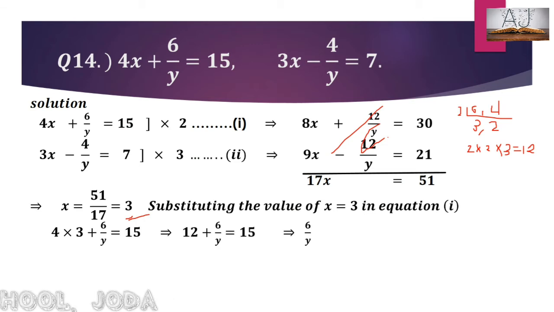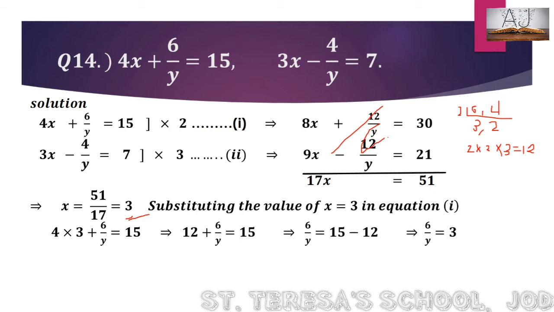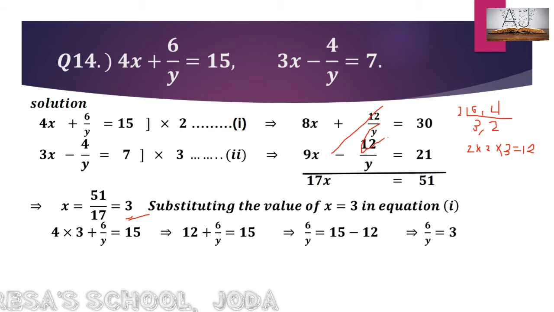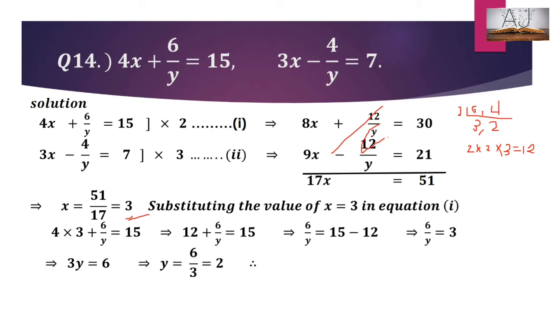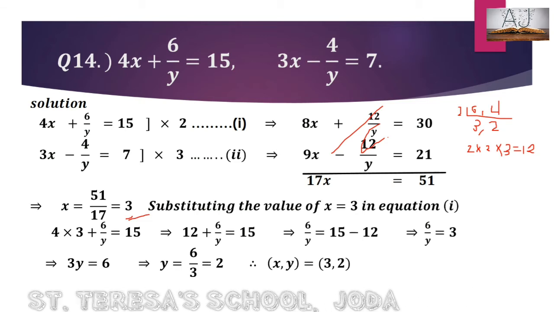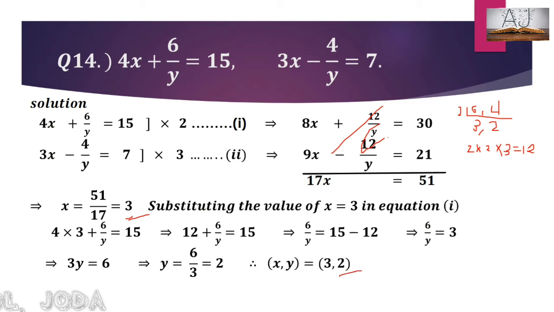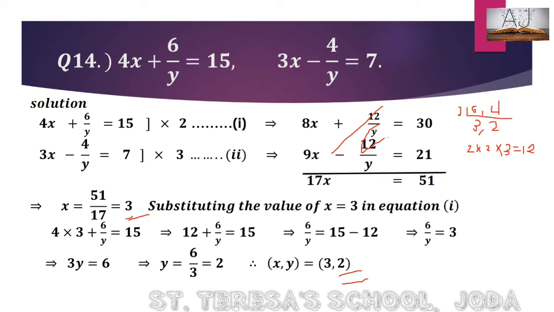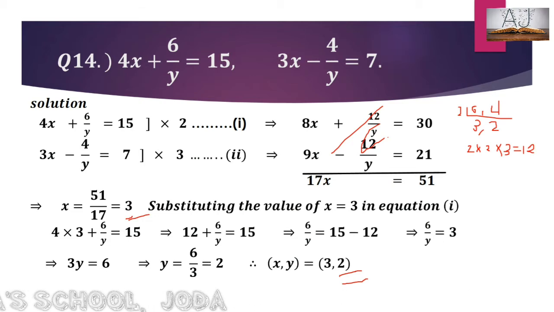Suppose the first equation. So 4x means 4 into 3 plus 6 by y is equal to 15. 12 plus 6 by y equal to 15. So 6 by y equal to 15 minus 12, or 6 by y equal to 3. So 3y equal to 6 or y equal to 2. Thus we get the value of x and y as 3 and 2. Let us see one more question after this. Students, you can note down these in the notebook.